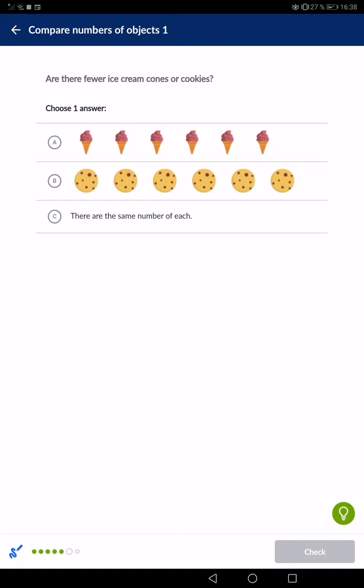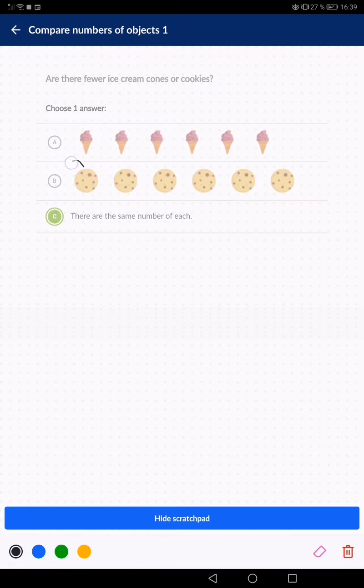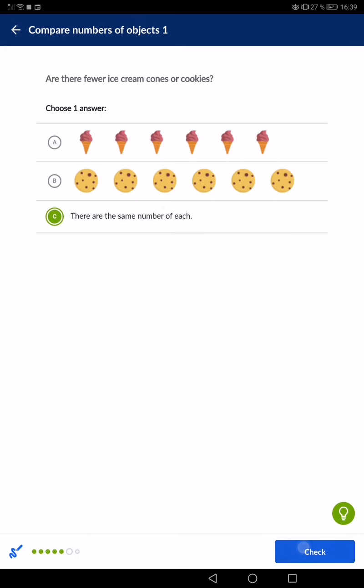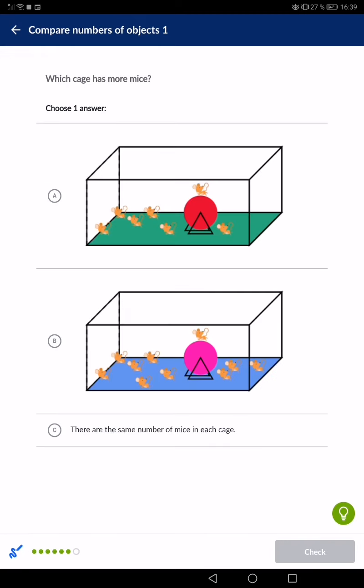Are there fewer ice cream cones or cookies? Well, I would say fewer ice cream cones. Well, I don't know, maybe it's just not drawn to scale. I mean, there are 6 and 6, they're the same. Should I count them? Yeah, let me count them. 1, 2, 3, 1, 2, 3, 1, 2, 3, 1, 2, 3. Yeah, they are the same, with the same groups of 3.